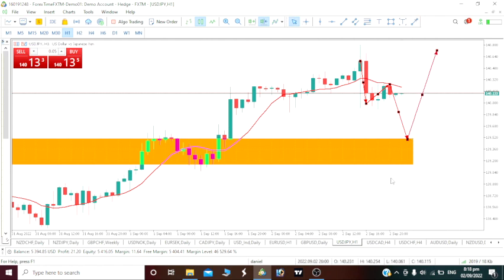So that is the analysis for the week. USD itself this week would be rallying up, while any pairs we are trading against it would be dropping. So watch out for it.